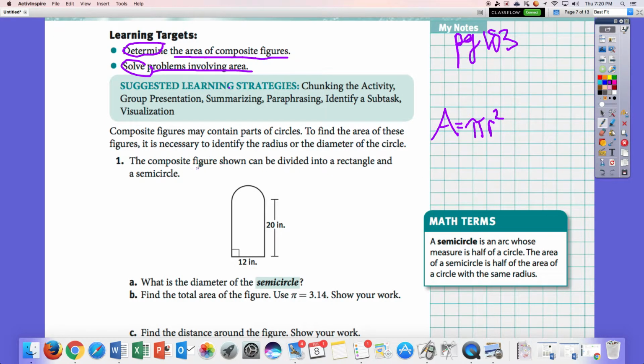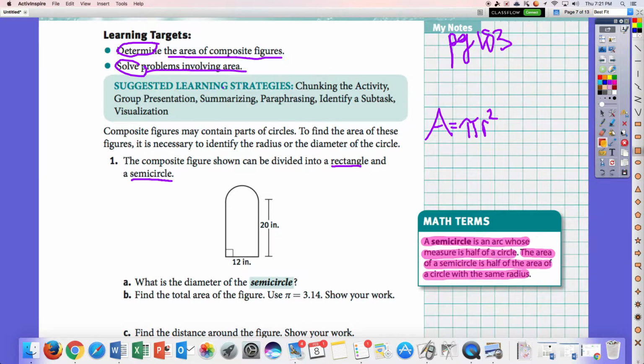So the composite figure shown can be divided into a rectangle and a semicircle. Now, what's a semicircle? Well, let's take a look. A semicircle is an arc whose measure is half a circle. Well, that makes sense. Also makes sense that the area of a semicircle is half the area of a circle with the same radius.